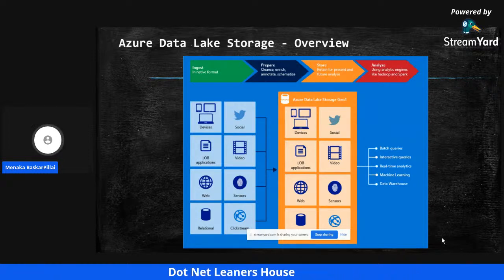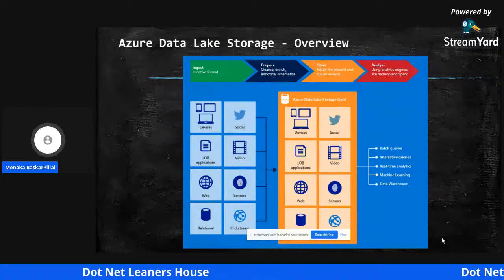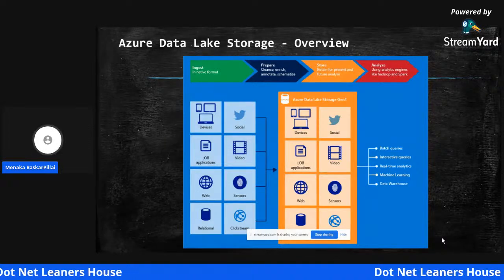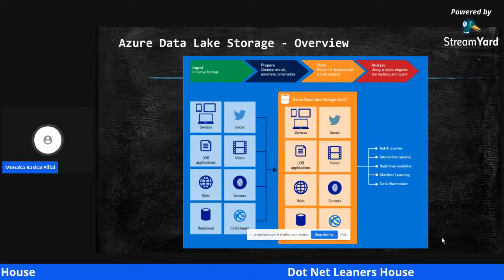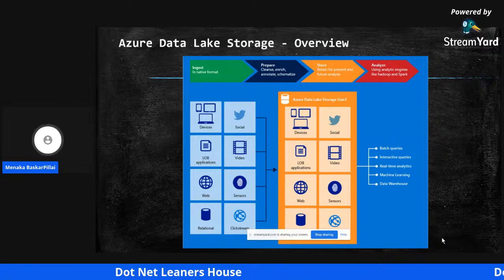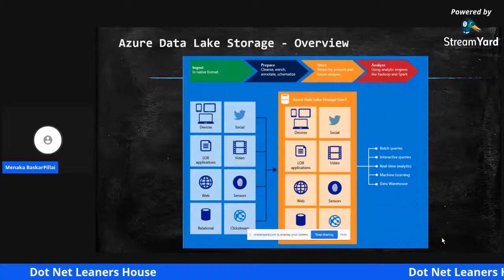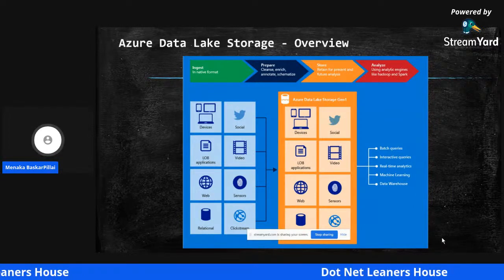You can see there are 4 points to get into: ingest, prepare, store, and analyze. So in native format, you are getting the data, and you are preparing by annotating or schematizing the particular data, and cleansing and enriching your data, and making your data readily available to store in the particular environment.